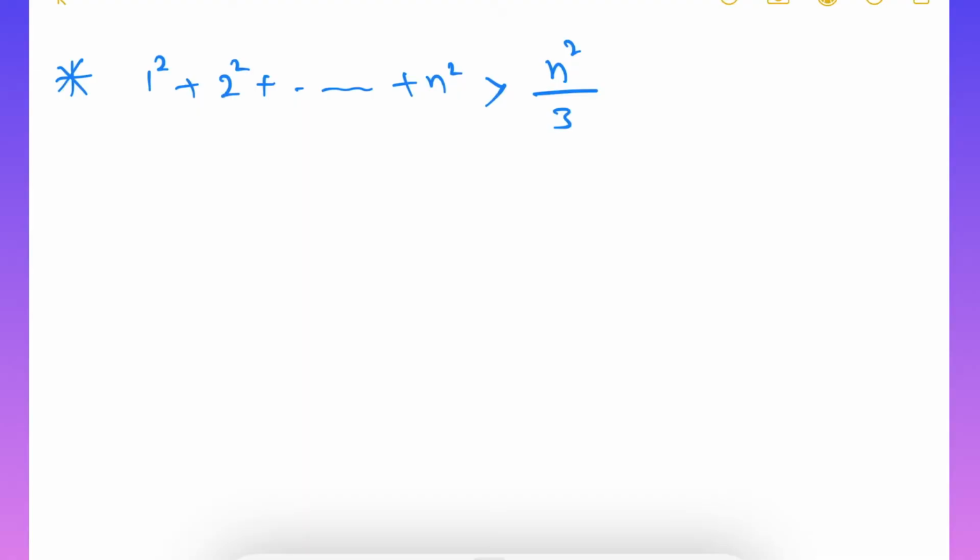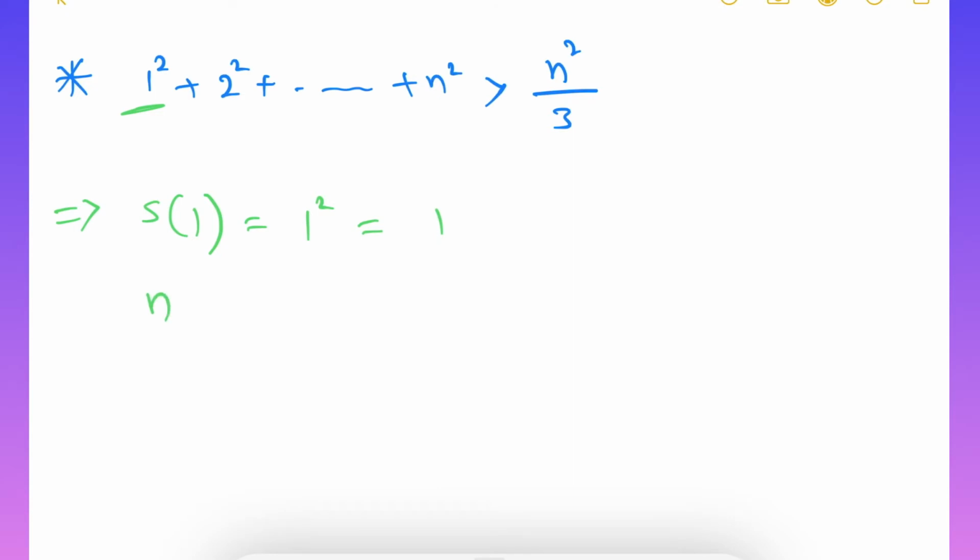The question is: 1 square plus 2 square plus and so on plus n square is equal to n square divided by 3. So the first step is S of 1 equals to the sum of the first term. Here the first term is 1 square. So 1 square is nothing but 1.